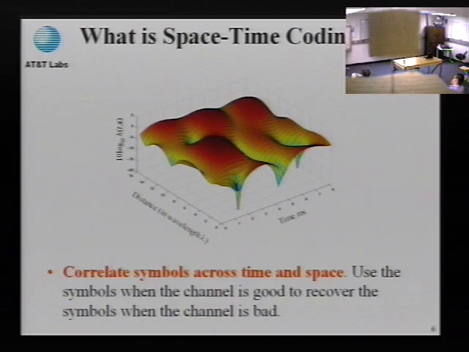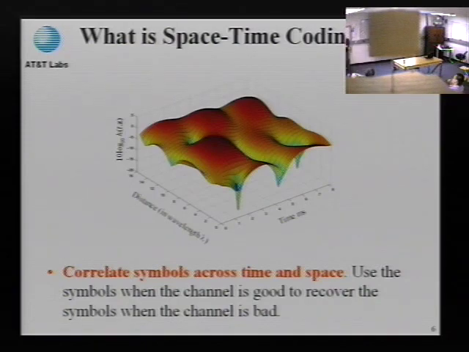You're going to think about the channel for a frame as being constant, and then the channel changing from frame to frame. So it's kind of a quasi-static model. So the way that you think about it is every time you transmit a frame of data, you get a realization of the channel. Two independent paths, two independent realizations. And space-time coding, which is what I'm going to be talking about, you get to take advantage of both time and space.